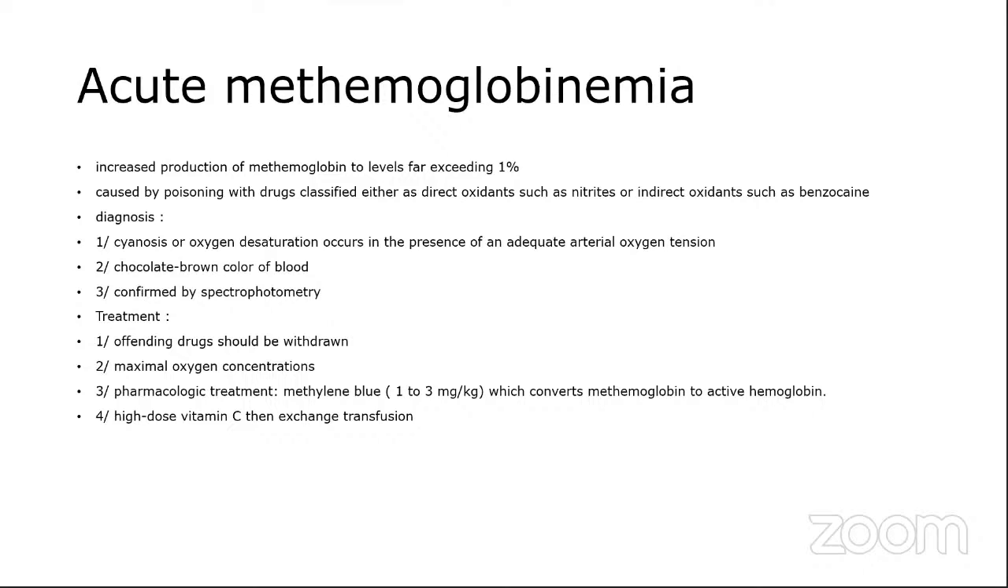The treatment for the offending drug: it should be withdrawn first. Any drug can cause this situation. We have to stop it and also maximize oxygen concentration. And if all that is not helping, we can go for pharmacological therapy, which is methylene blue, 1 to 3 milligram per kg, which converts the methemoglobin to active hemoglobin.